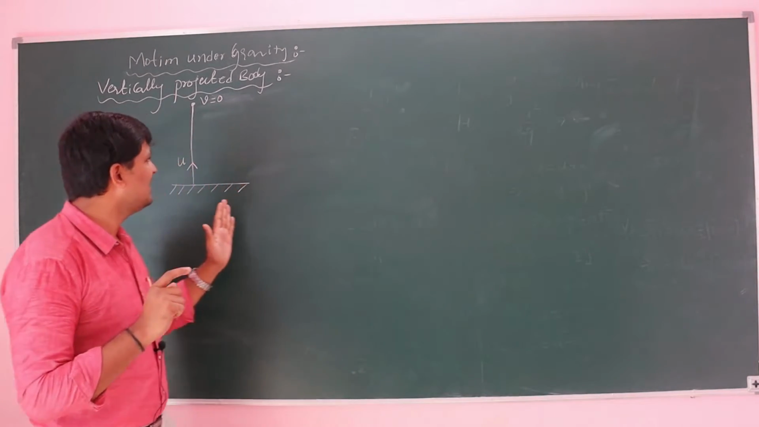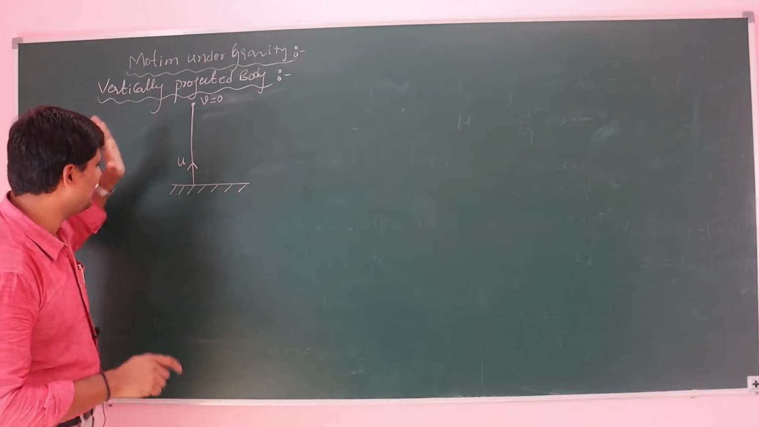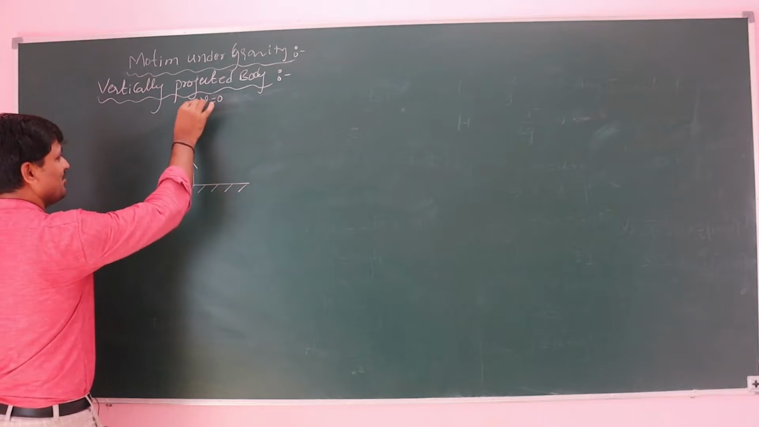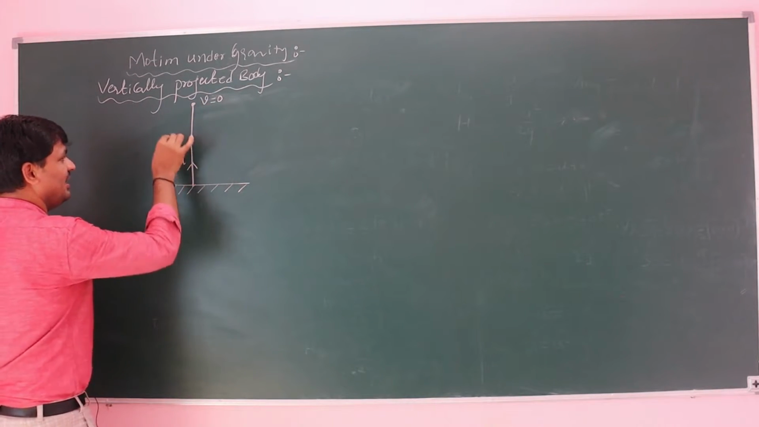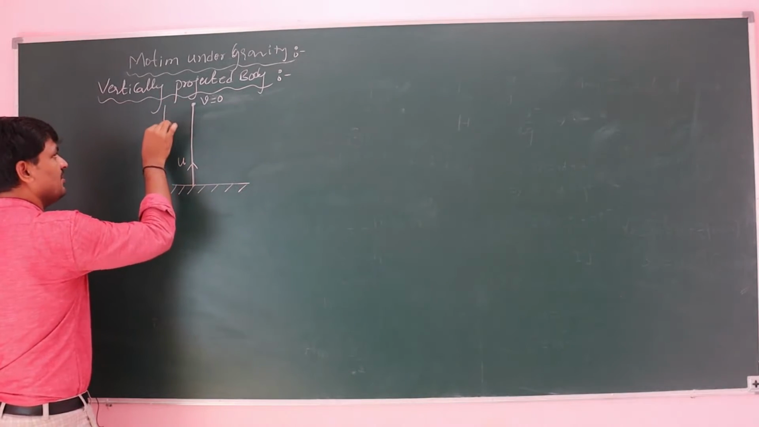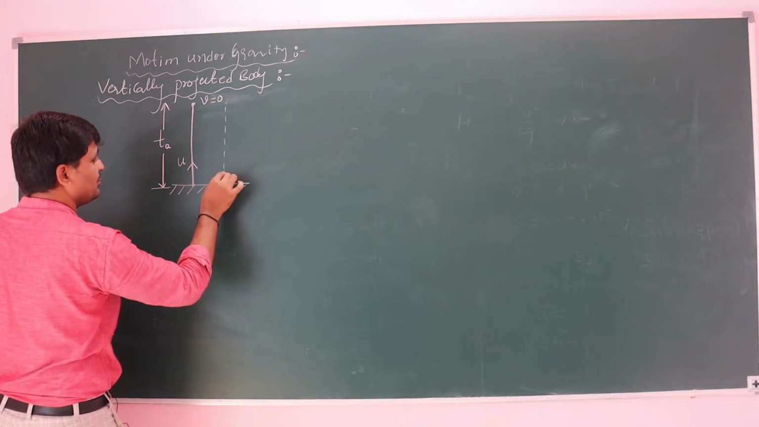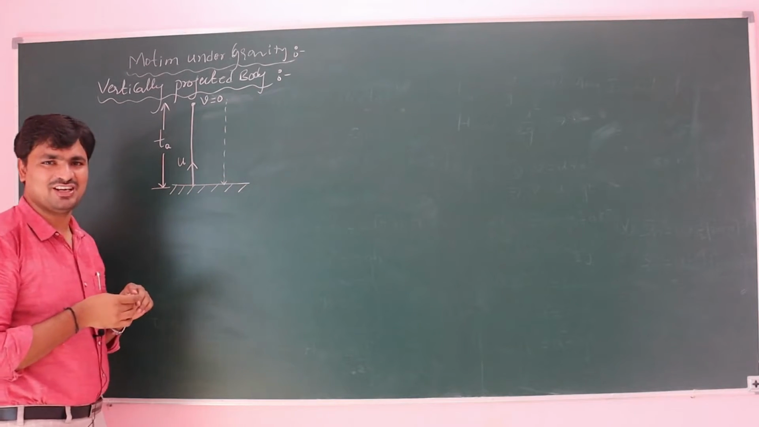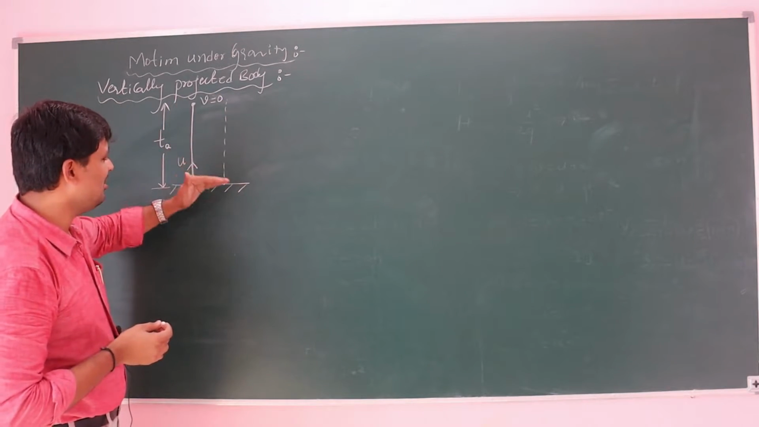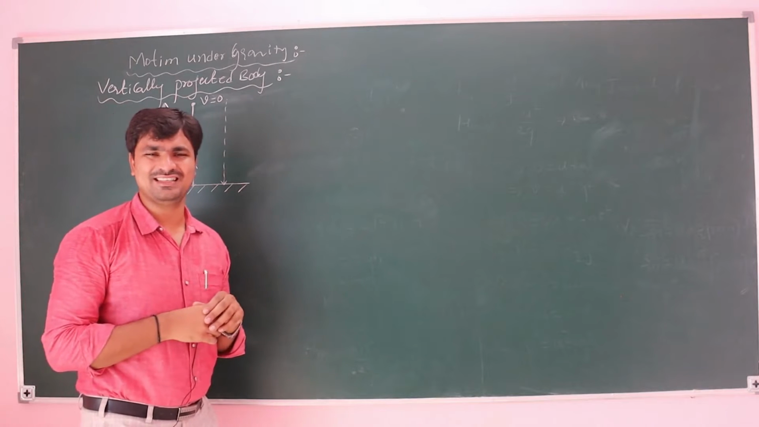Just now we saw the time of ascent, how much time is taken to reach the maximum height. And again the body, which is going upwards, compulsorily comes downwards. So how much time is taken to reach the ground? That we also have to take. That is called time of descent.